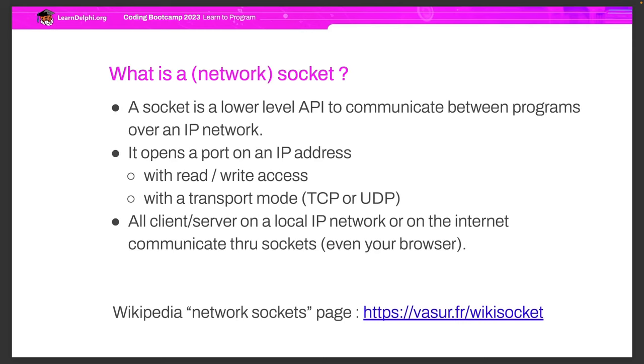What is a network socket? A socket is a lower level API to communicate between programs over an IP network. It opens a port on an IP address with read-write access and a transport mode. All client servers on a local IP network or on the internet communicate through sockets, even your browser. More information on Wikipedia with the links at the bottom of the page.